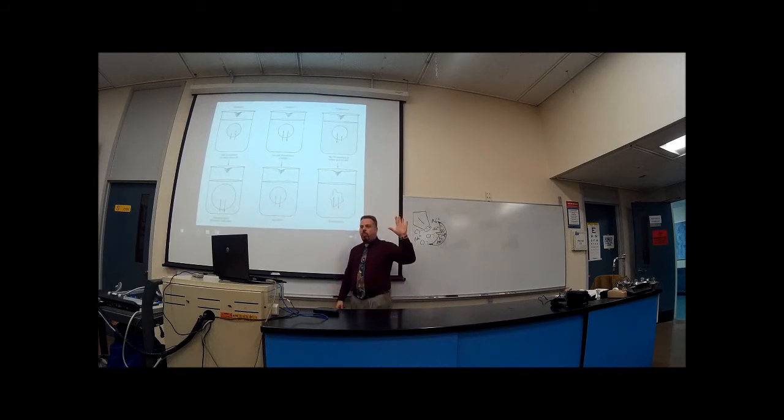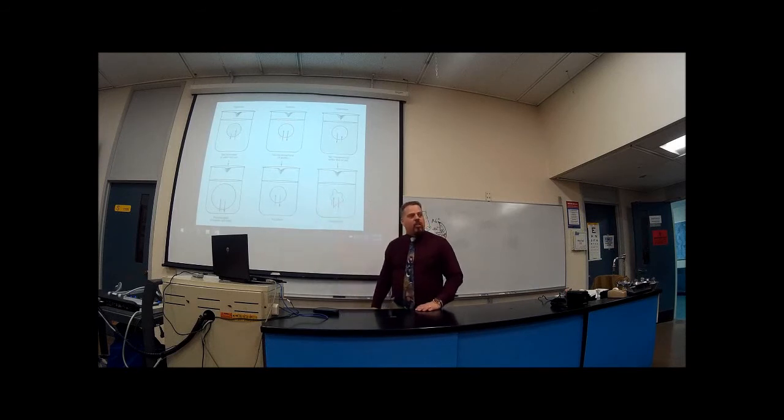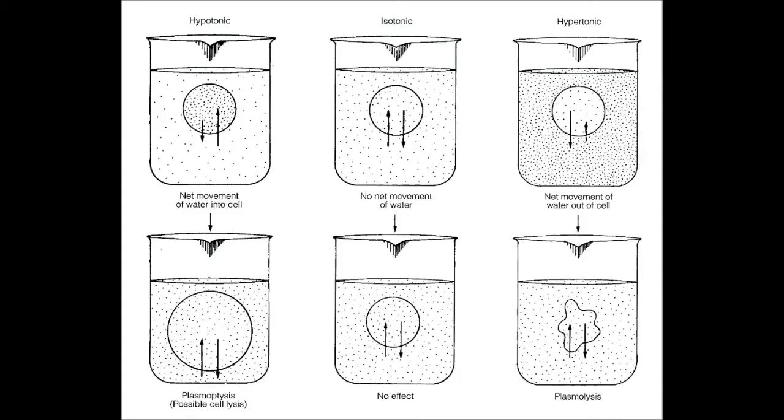Your fingers don't prune up. And now the concentration is equal on both sides. Notice the spaces between them. When you put a cell into what we call an isotonic solution, so it's the same amount of concentration inside the cell as outside the cell, the water doesn't go either way. It's perfect.